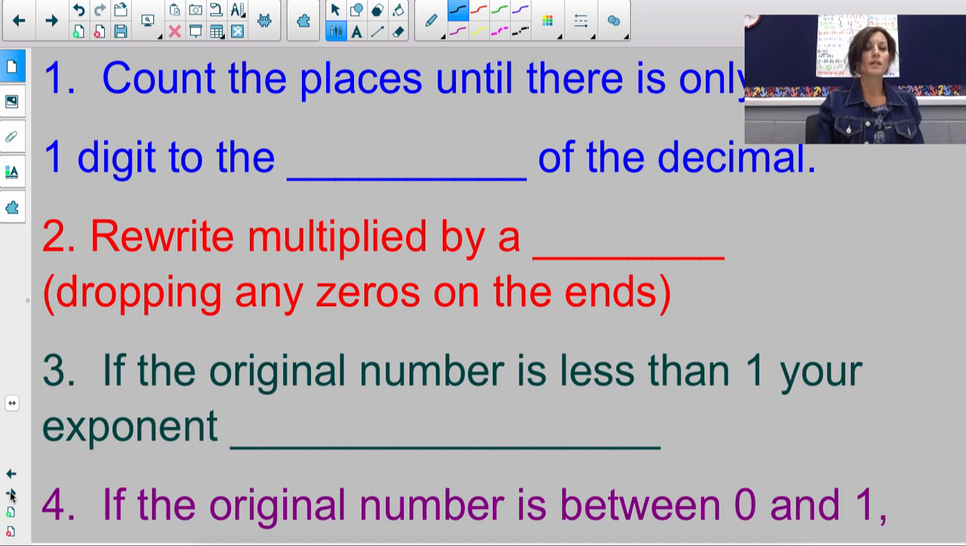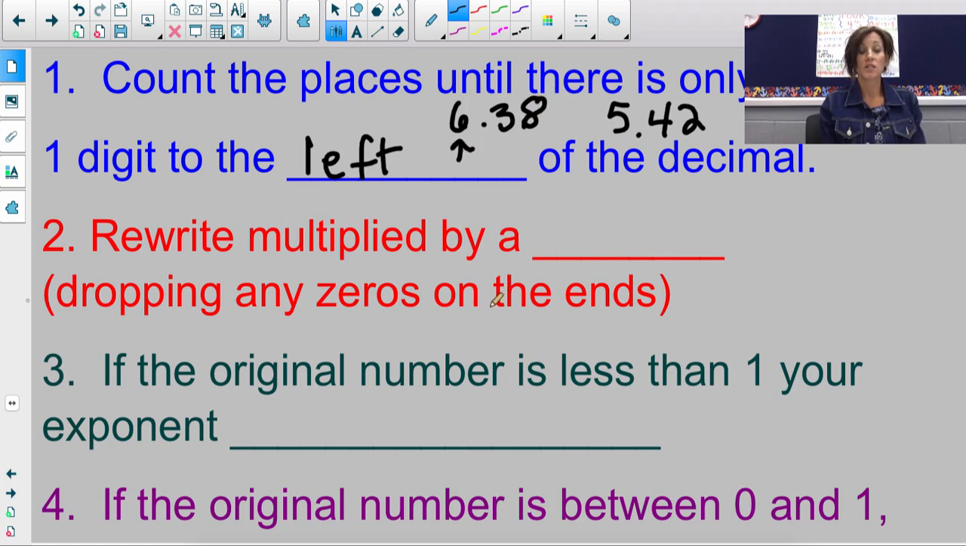So the first thing that they do is they count the places until there is only one digit to the left of the decimal. So it has to look like 5.42 or 6.38. One digit to the left of the decimal. It's just their standard form. Then they rewrite it multiplied by a decimal part. So they rewrite it in a new form.